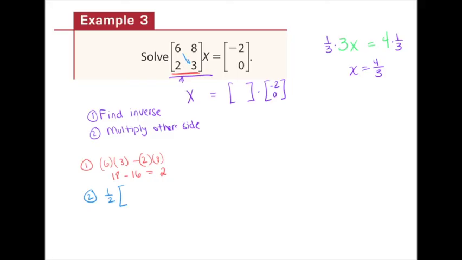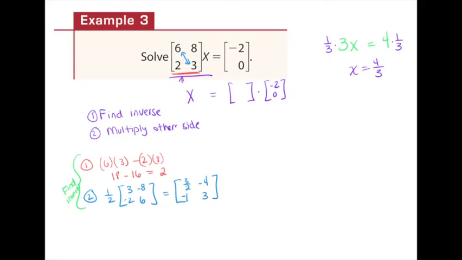And I'm going to reverse these, right? 6 and 3 change places. 8 and 2 just negate. And then I'm going to multiply that through. So my inverse will look like this. 3/2. Negative 8 over 2 is just negative 4. 1/2 times negative 2 is just negative 1. And then 1/2 times 6 is just 3. So this is my inverse, all right? So I have found my inverse. This first step here was just finding my inverse.